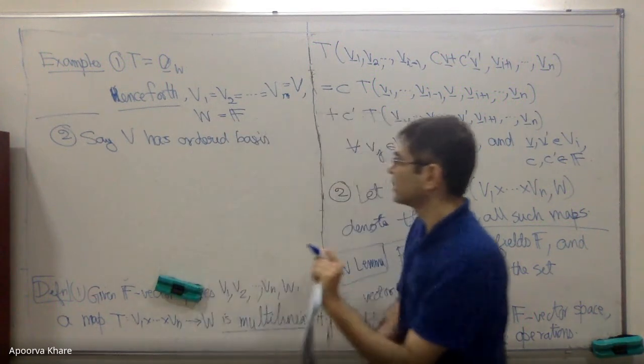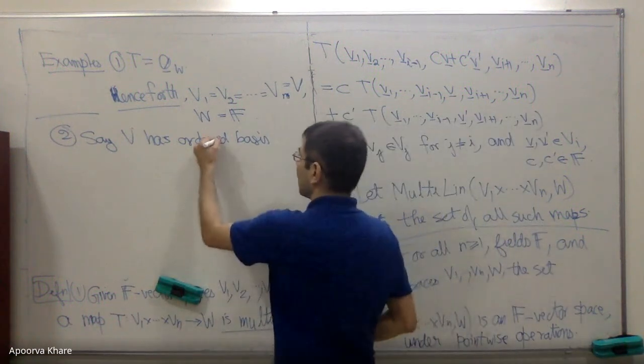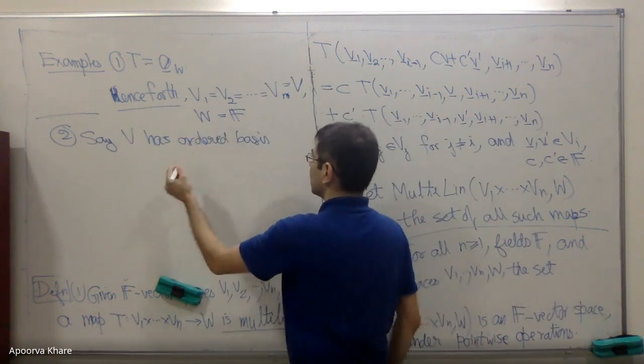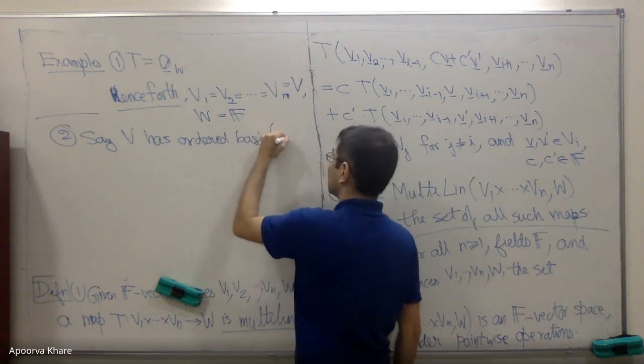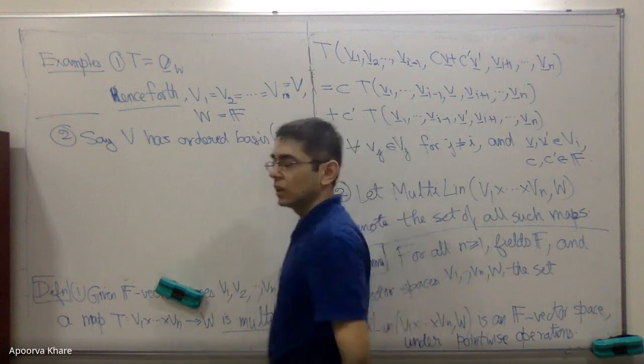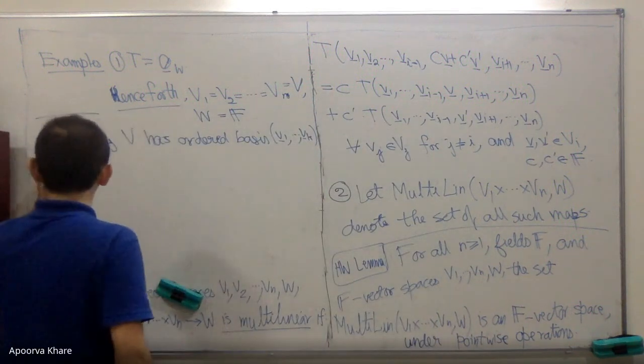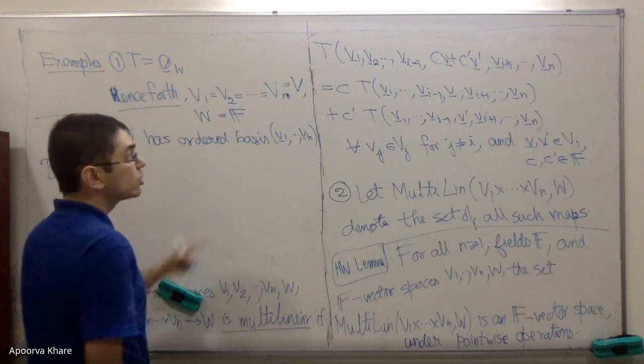Actually, I want the ordered basis to also have size n, the same size. Okay? But right now, let's say v1, v2, ..., vk. It could even be infinite, I don't care, but fine. Okay? And define. So I need to define the multilinear map.